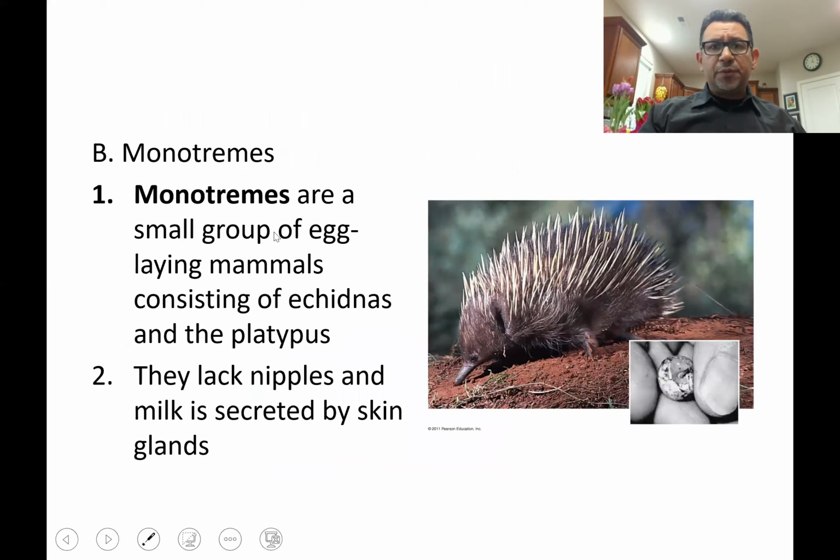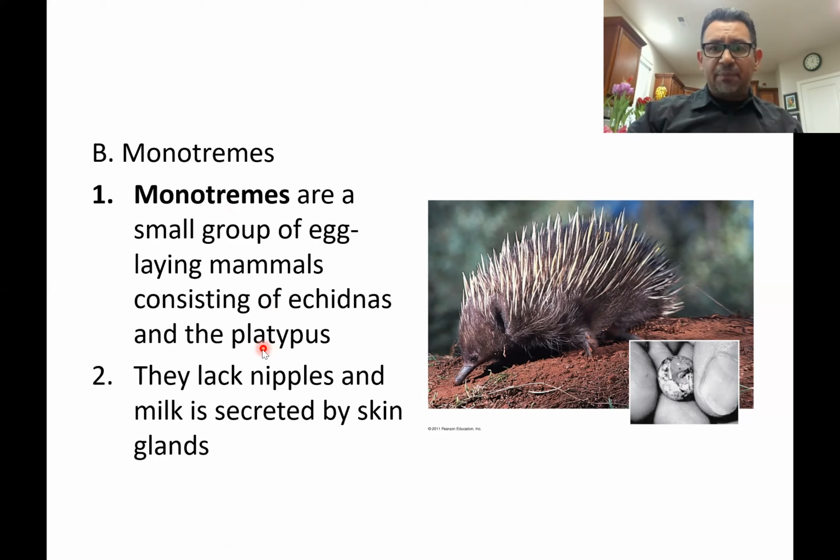Let's take a look at the groups of mammals we have. One is going to be the monotremes. Monotremes are unique in that this is the only group of mammals that produces eggs and the female releases the eggs to the outside. These are egg-laying mammals. One example you see here is the echidna. There's another example of a monotreme, which is going to be the platypus, which lives in Australia.